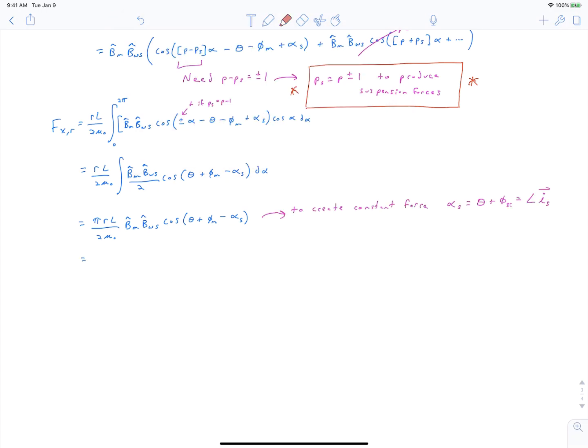So we can see that to create a constant force, it's going to make sense that we define the angle of our current space vector to be a rotating component that rotates in the same direction as our direct axis of our motor. So it rotates in the same direction as our torque space vector. And then to have a phase angle, which we're calling phi SI. And then the second thing that we're going to do is we're going to plug in our expression for BWS hat.